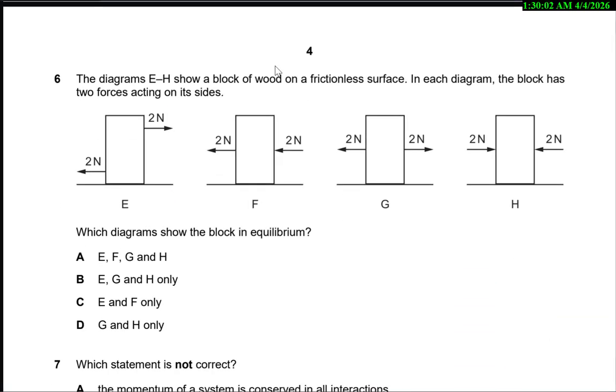Question number 6. The diagram E to H shows a block of wood on a frictionless surface. In each diagram, the block has two forces acting on it. Which diagram shows the block in equilibrium?